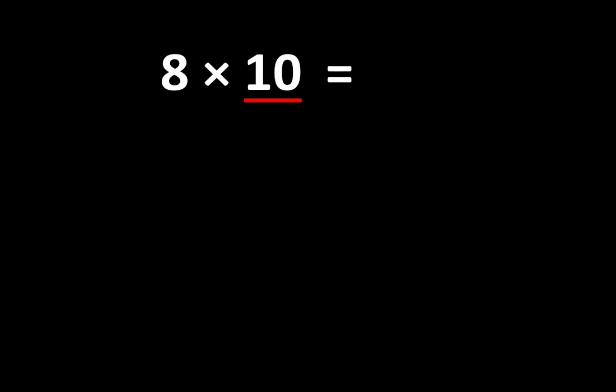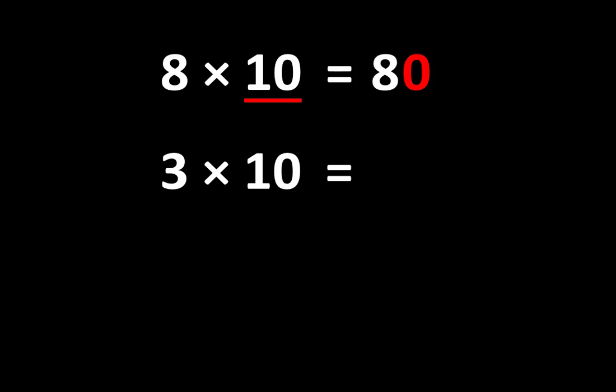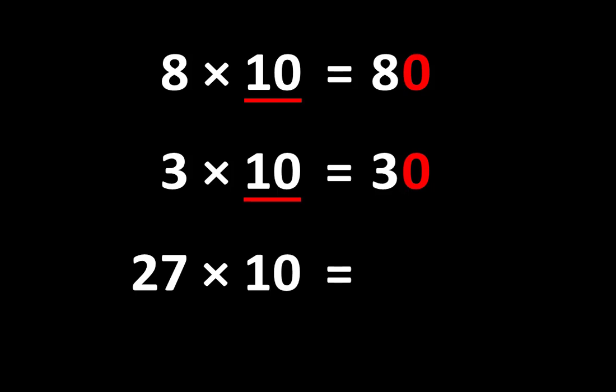8 times 10 is equal to 8 tens, or 80. 3 times 10 is equal to 3 tens, or 30. 27 times 10 is equal to 27 tens, or 270.